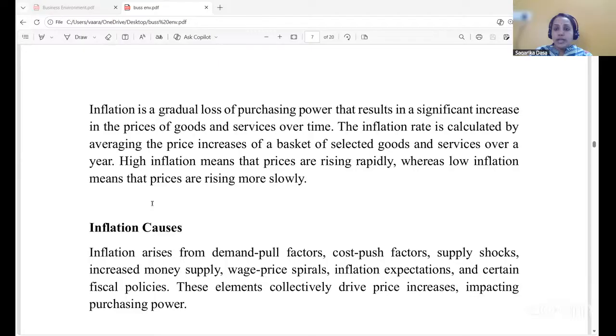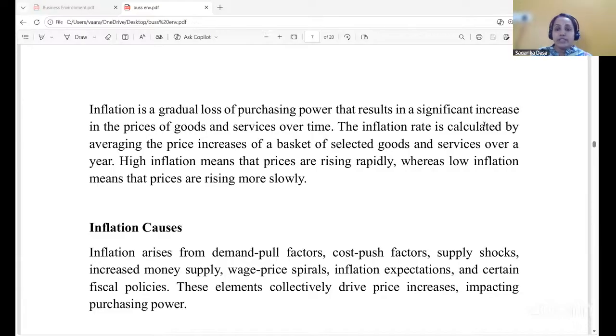Now, another concept in the economic environment is inflation. Inflation is a gradual loss of purchasing power that results in a significant increase in the prices of goods and services over a period of time. The general phenomenon we talk about is that the prices of goods are increased, but the income levels or earning capacity of the people is not increased. Then, as a citizen of that country, the purchasing power will be reduced. That reduction in purchasing power, we call inflation.